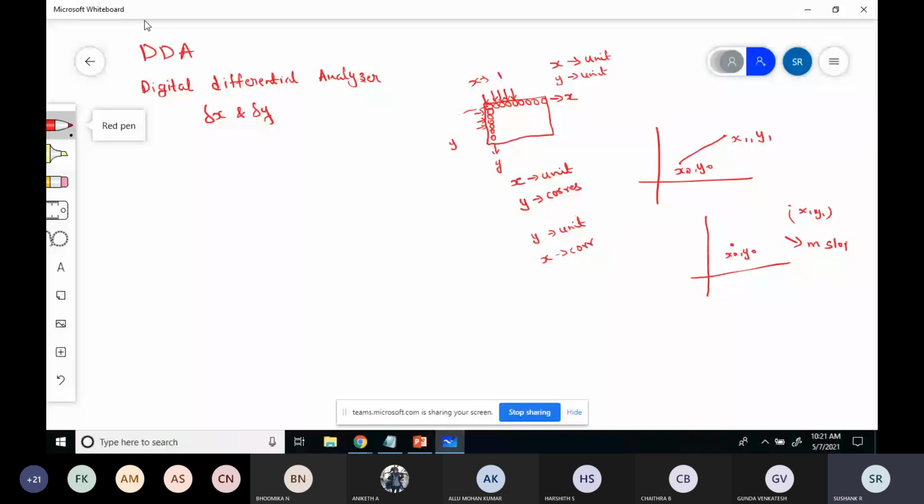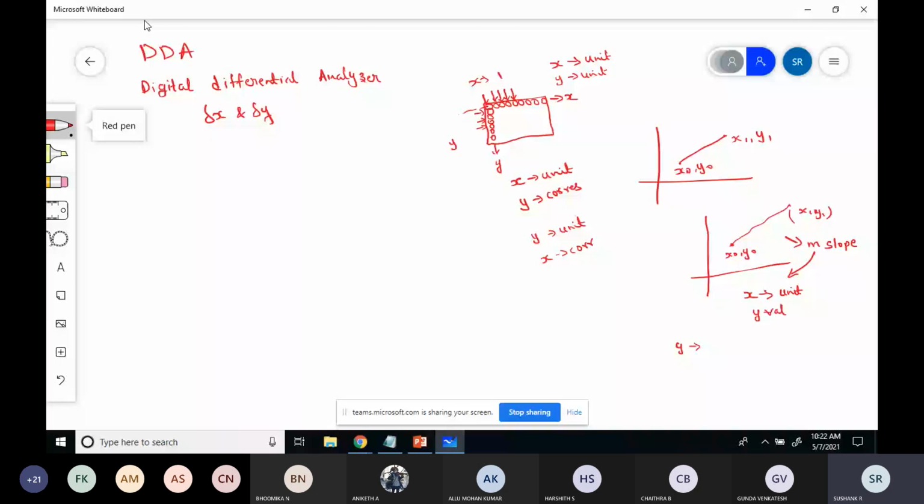So once the slope is calculated, you will decide whether to move in x coordinate or whether to move in y coordinate. Based on the slope value, you'll decide which one. If you are moving in x coordinate, it will be in terms of unit interval and you will find the corresponding y value. If you are moving along y direction, it will be in unit interval and you will find the corresponding x value.